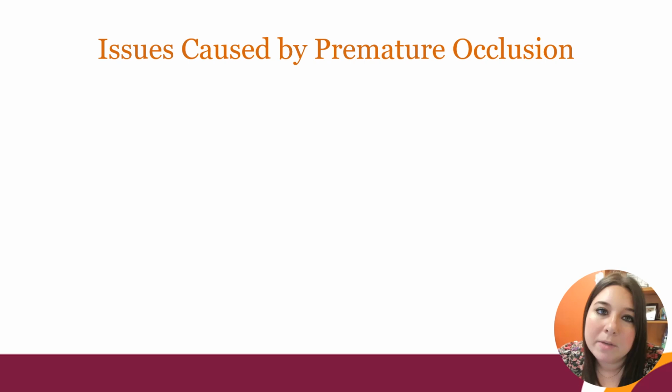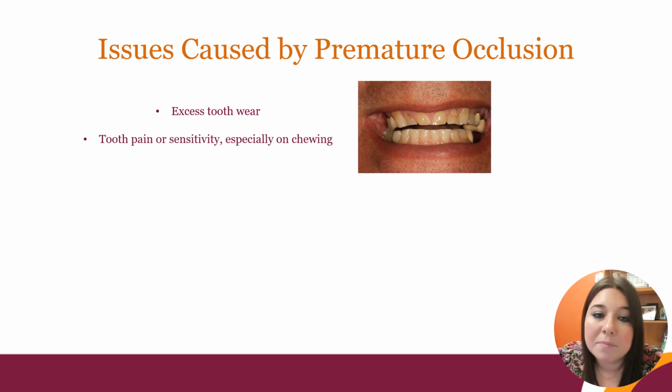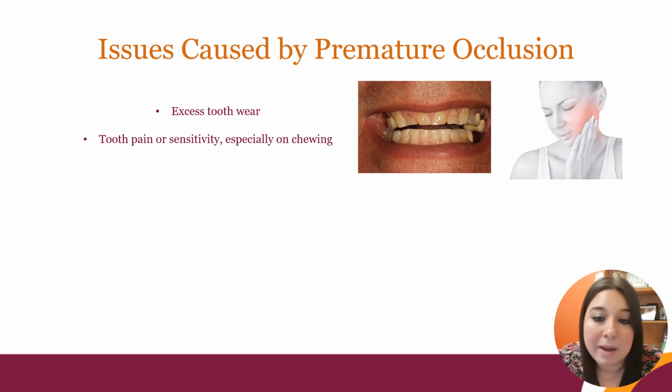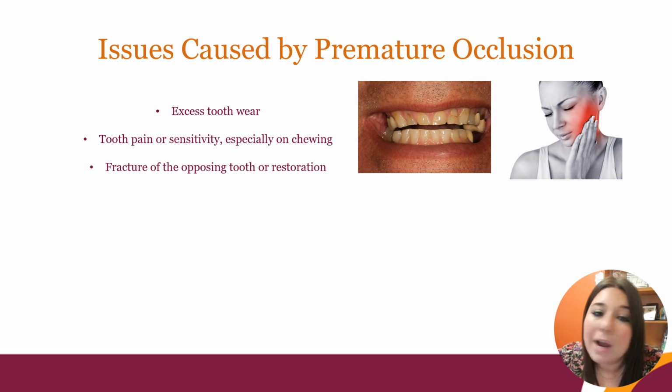Issues caused by premature occlusion. There are lots of issues from premature occlusion, which we want to try to prevent. Things like excess tooth wear, tooth pain or sensitivity, especially when chewing. A lot of the time, chewing harder things, nuts or hard candies, things like that, can be extremely painful. Fracture of the opposing tooth or restoration, since it's going to be putting too many extra forces on the other teeth in that area.